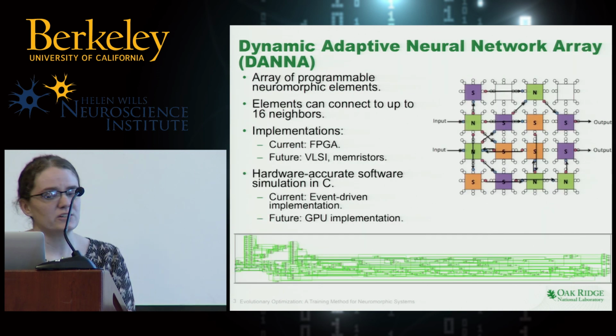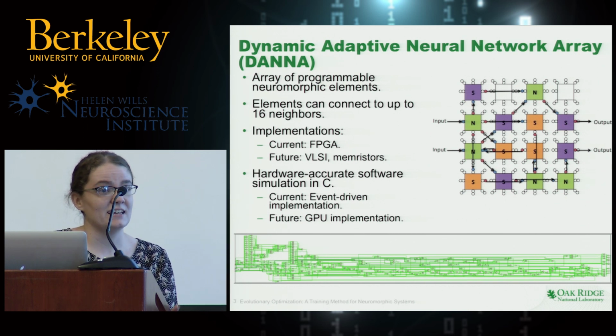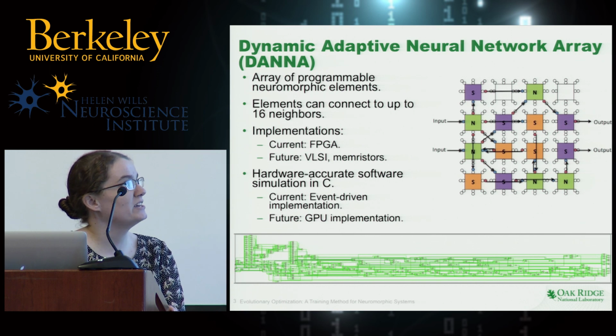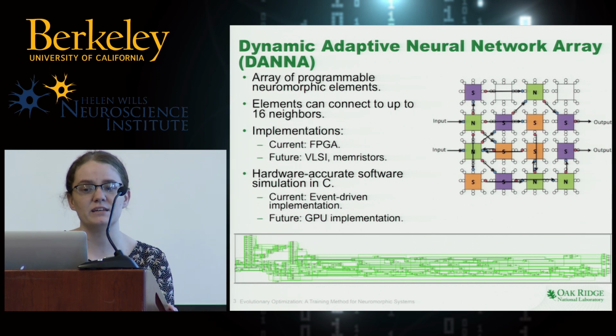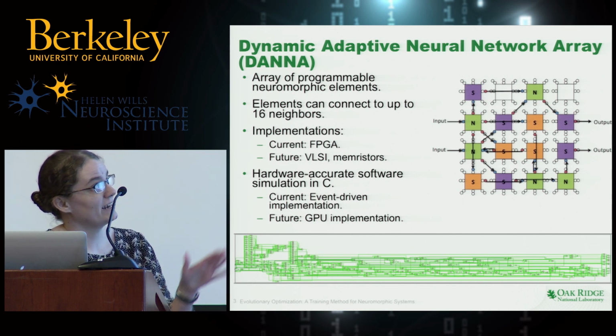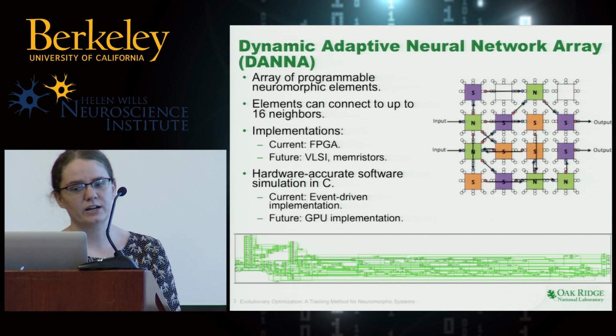The second architecture that we've looked at is dynamic adaptive neural network arrays, or DANAs. DANAs are an implementation of NIDA networks in hardware, but there are some major differences as we move into the hardware from NIDA. The primary feature that we share with NIDA networks with DANA is this programmability. So this was a key feature in developing this hardware.